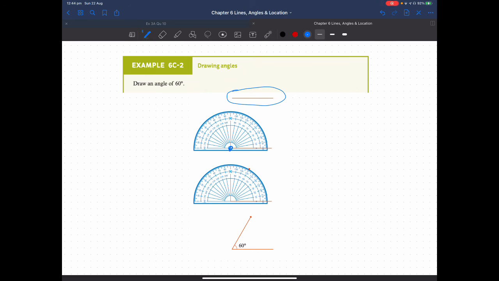Now we're asked to draw an angle which is 60 degrees. So I'm coming from my straight line back up 60 degrees. When I get to the 60 degrees, I put in a dot. That dot is in red. I have just indicated that. Then with a ruler, you join from the end of the straight line to your dot, and with a ruler, rule it in.